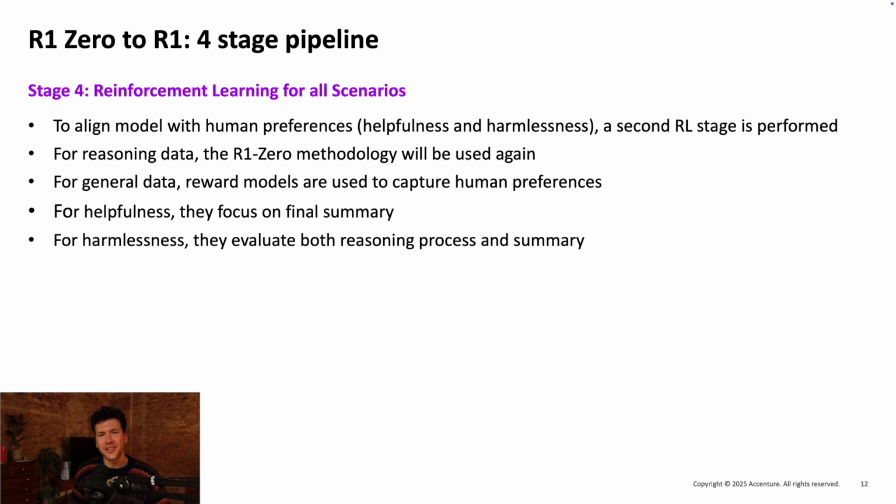So what you see here is an iterative approach. In stage 1, they use supervised fine-tuning. In stage 2, reinforcement learning. Stage 3, supervised fine-tuning. Stage 4, reinforcement learning again. So they cycle through these two post-training options to get to really good results.